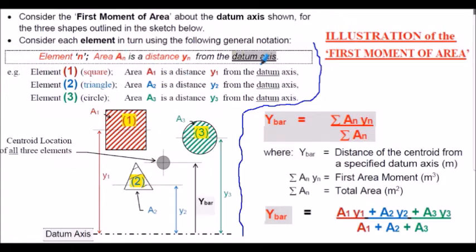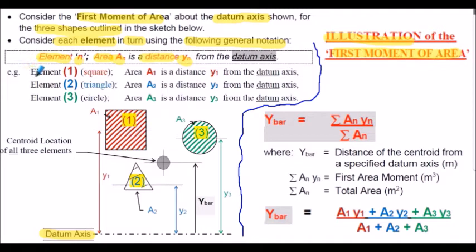Here's a brief illustration of the first area moment approach used to evaluate centroids. If we consider the first moment of area about the datum axis given in the sketch below, for the three shapes that are outlined, we're going to consider each element or each shape in turn, and we're going to use the following general notation. The element N has an area, AN, and a distance from the datum, YN.